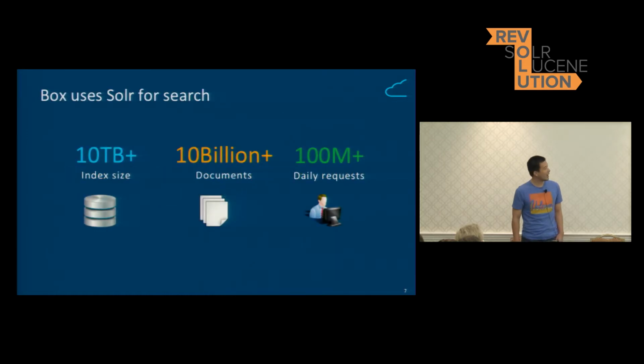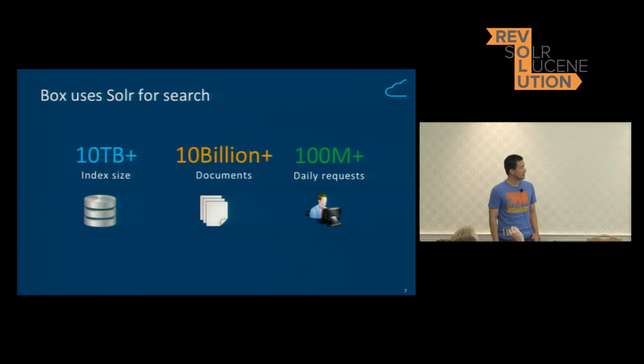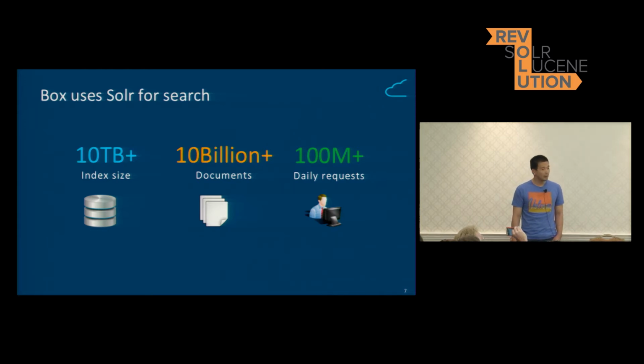And this is how we're doing with our Box search. Our total index size is around 10 TB, which includes 10 billion documents. Our daily requests volume is 100 million.